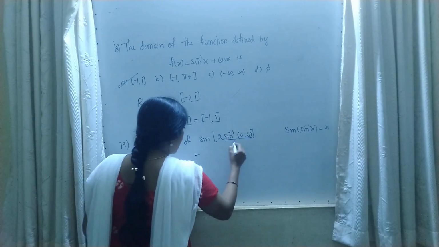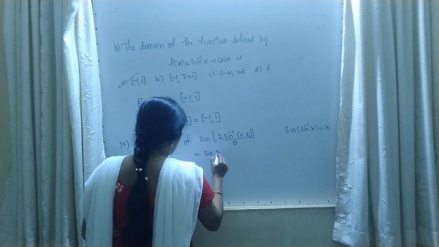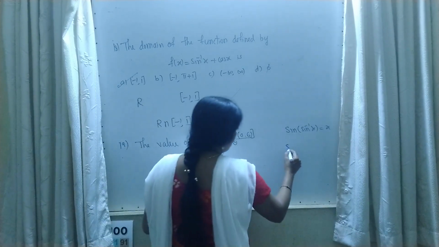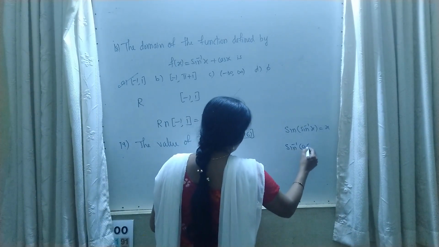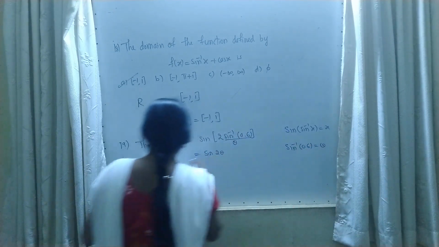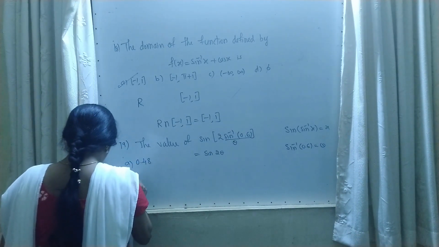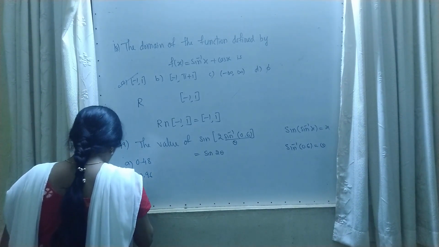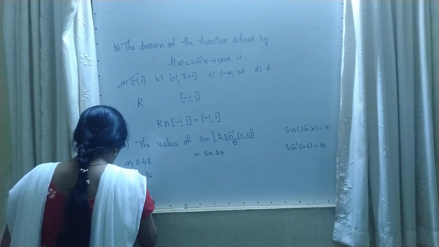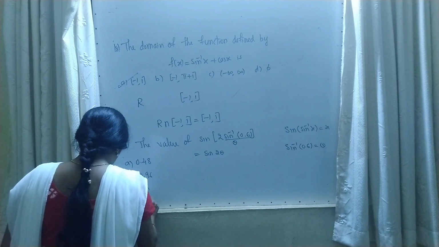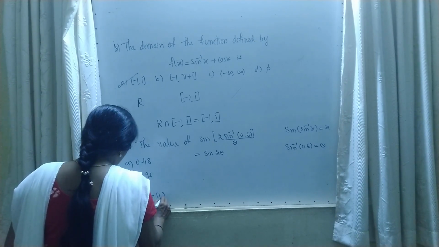I am writing this as theta, that is sin 2 theta. What is theta? Sine inverse of 0.6 is theta. I am writing the options here: 0.8, 0.96, 1.2 and sine of 1.